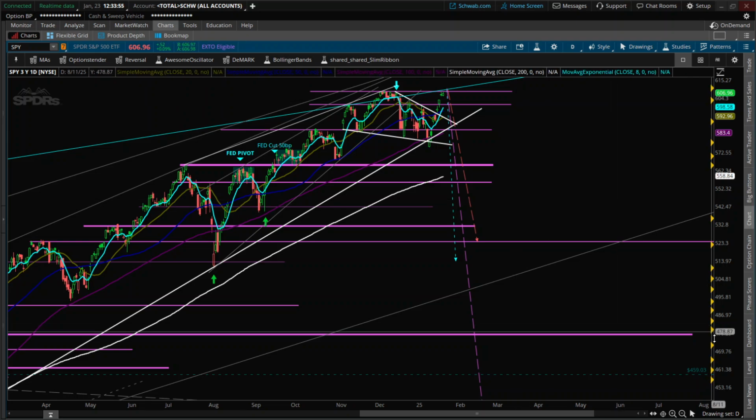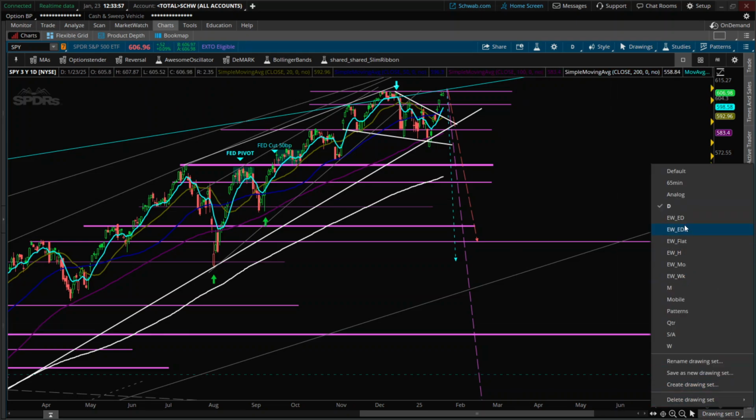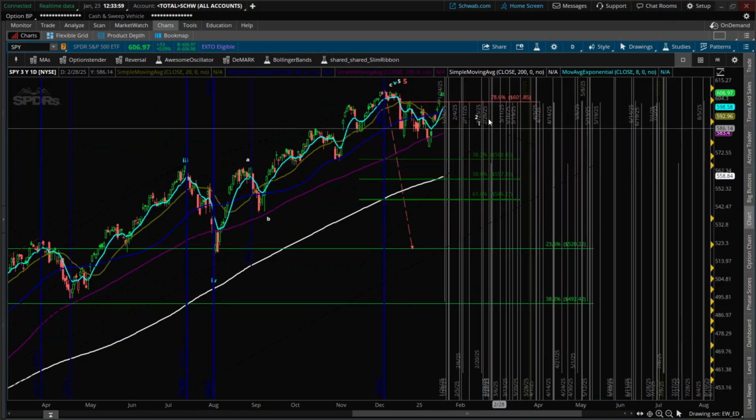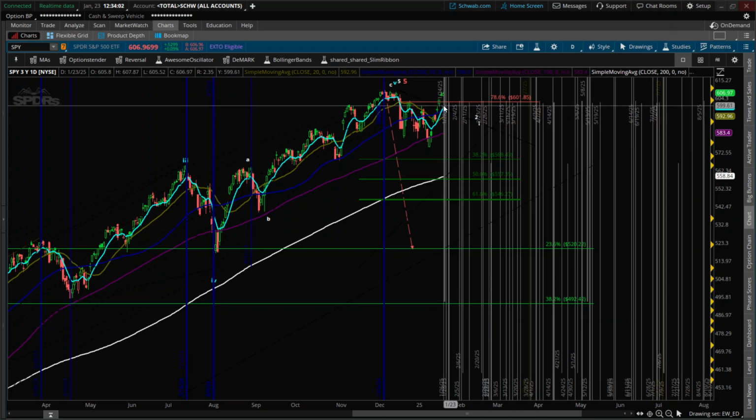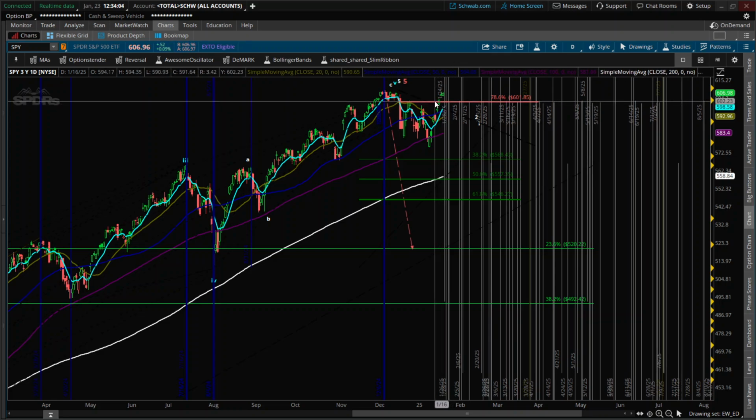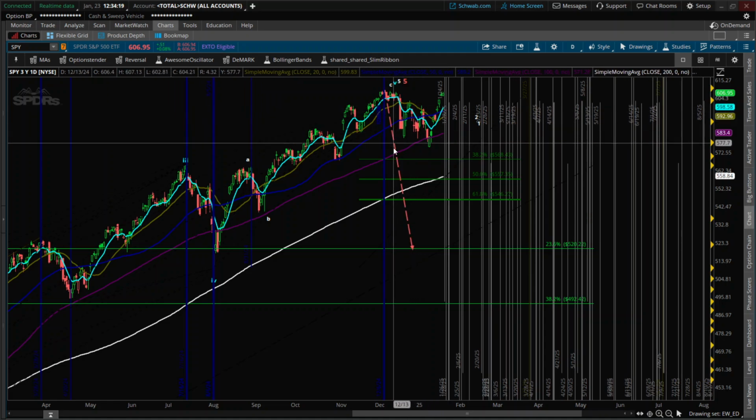So let's go to time and price and fibs. We're above that 786. We gapped above it. As soon as that happened, that was our final target. We talked about that two videos ago. That was our final target. We gapped above there, so we're not looking for retracements anymore. Again, I'm placing this above.